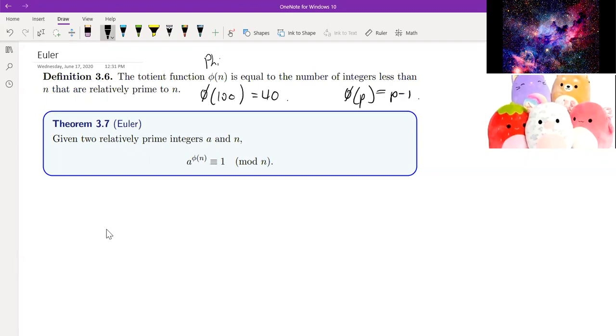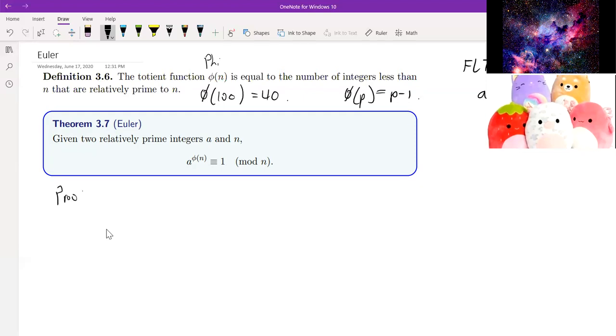So in fact, if we can prove Euler's theorem, we can actually show that for prime numbers, a to the power of phi of p, which is p minus 1, is congruent to 1 mod p, if a is not 0 or p. And in fact, this is just the same expression that we have in Fermat's little theorem. So Euler's theorem completely generalizes Fermat's little theorem. So let's try proving this now.